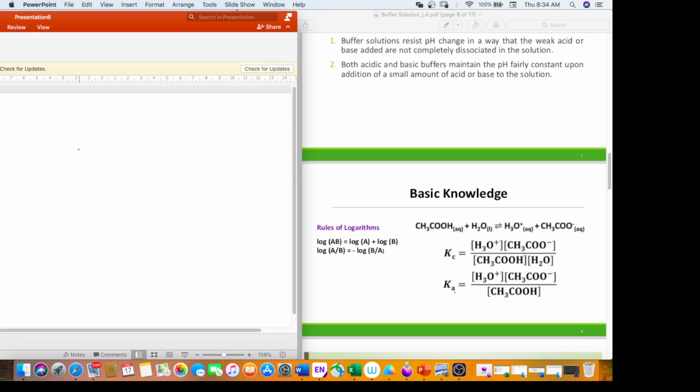If the salt is, sorry, I changed chloride, it will be sodium. So if the salt is stronger it will dissociate 100%, right? Yes, sir.